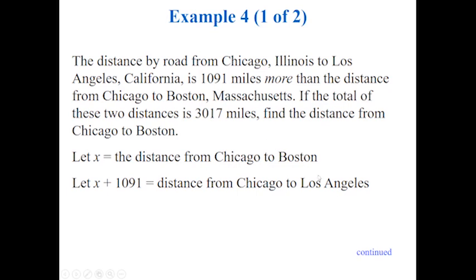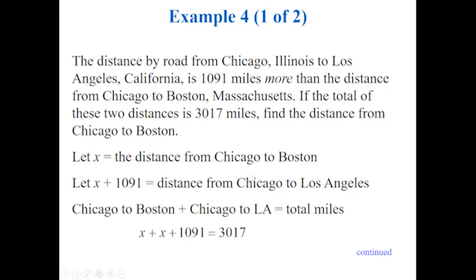The total of these two distances gives us the total miles. And we're told that the total of these two distances is 3,017. So x is the first distance, plus x plus 1,091, equals 3,017. Let's carry this over to the next page.